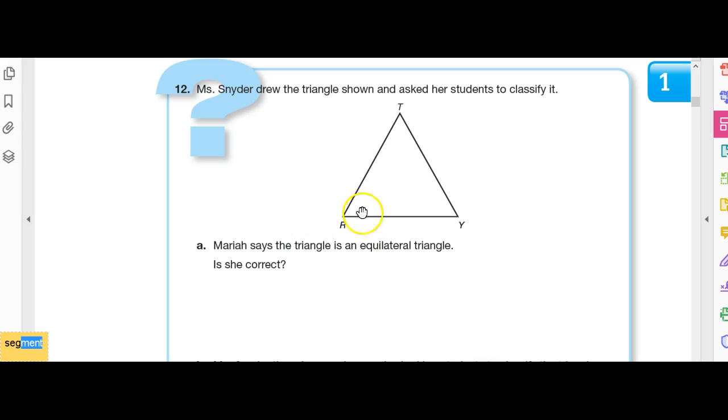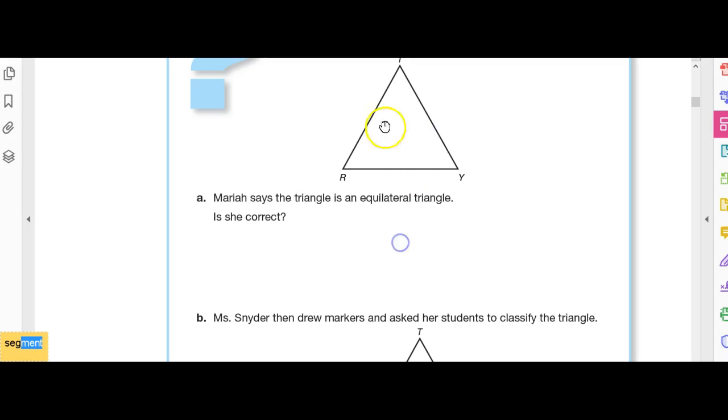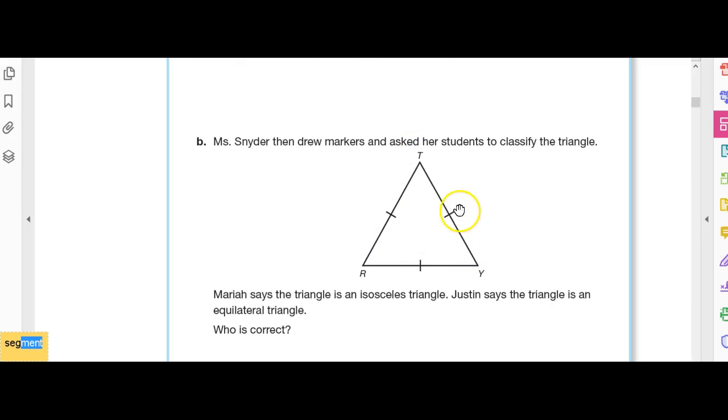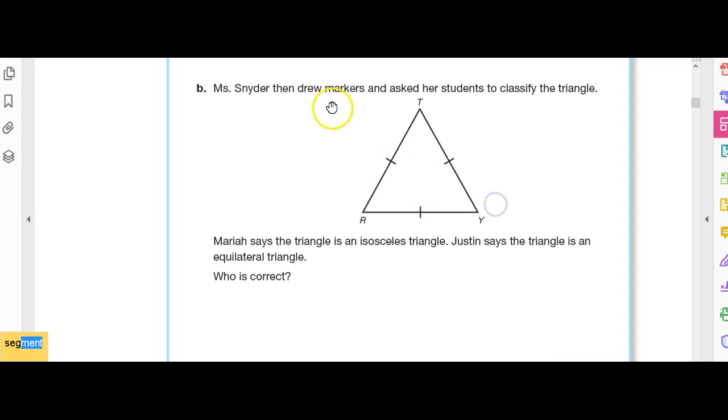That means that we would know that TR is congruent to RY is congruent to TY. So she drew this triangle. She asked us to classify it. Maria says it's equilateral. Is she correct? Well, no, because we don't have any evidence that it's correct. But now she's marked it. And if she's marked it after she measured it, she drew it and she drew the markers for it. And now we would want to classify it.